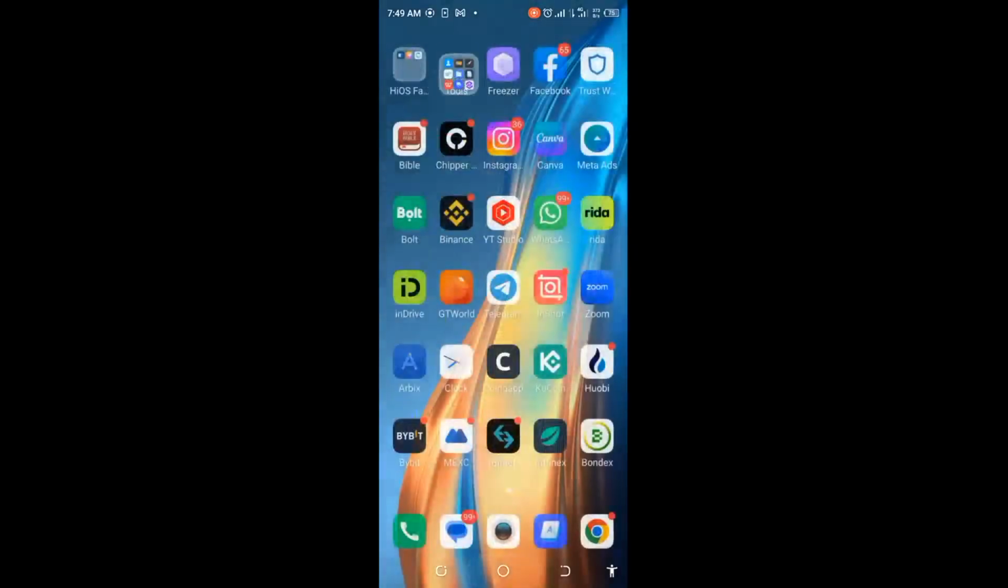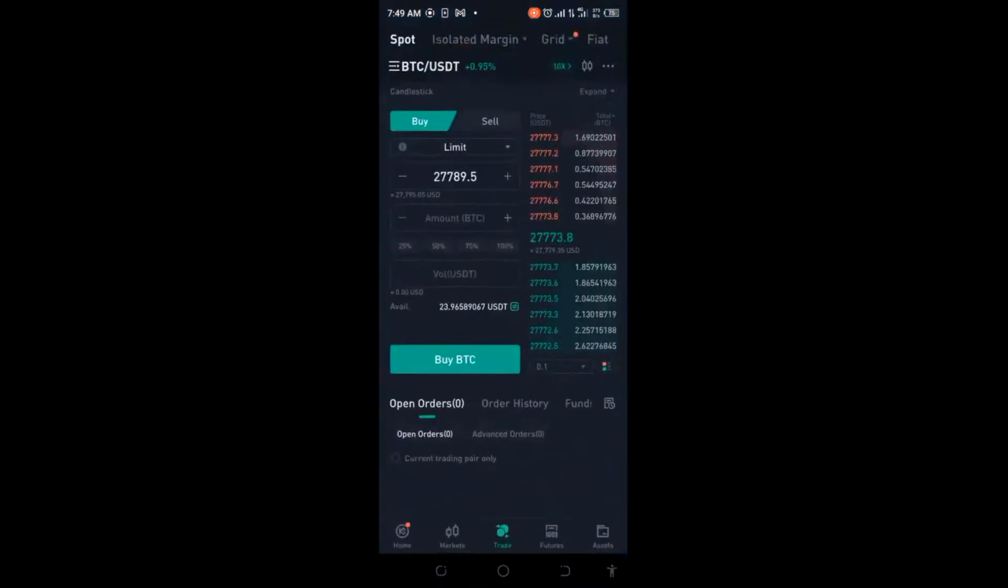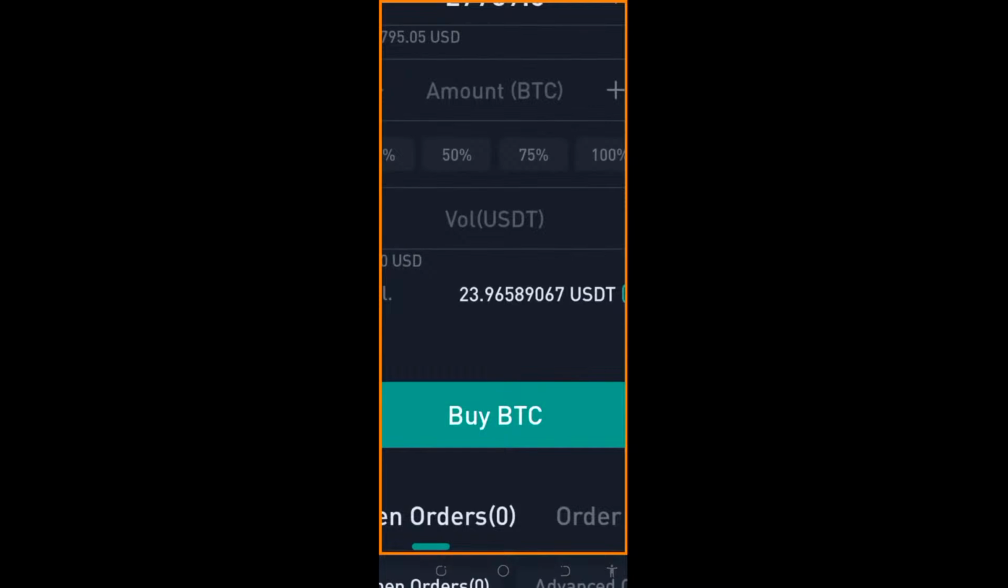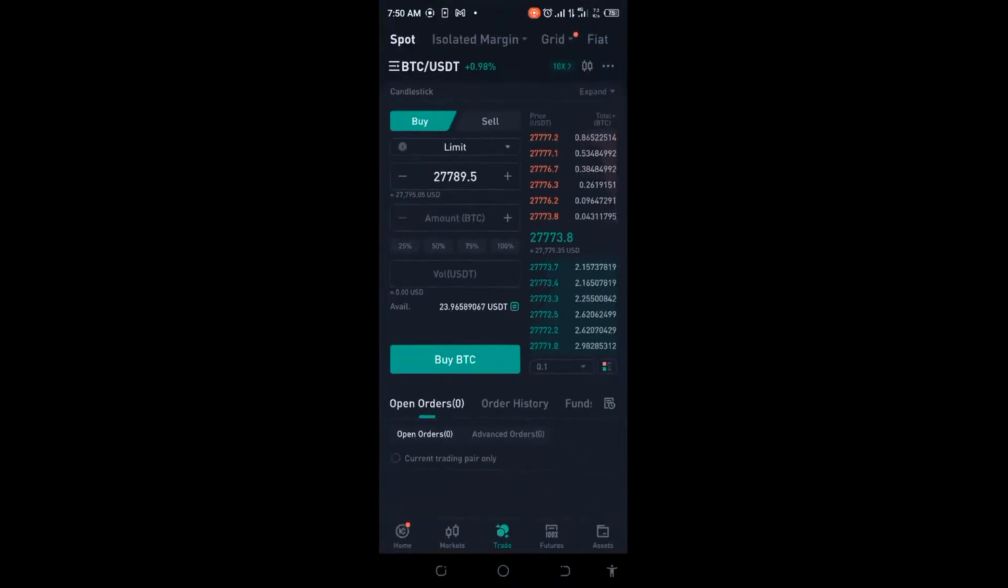Of course, I'm intentionally showing you this with a smaller capital so that if we can make profit with this amount, obviously making profit with a bigger amount is guaranteed.